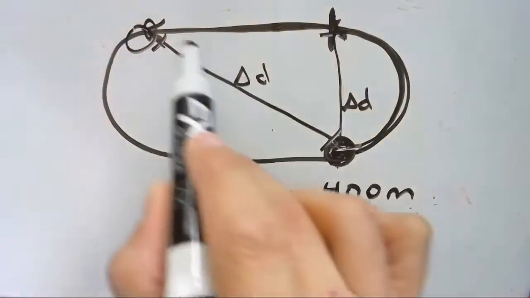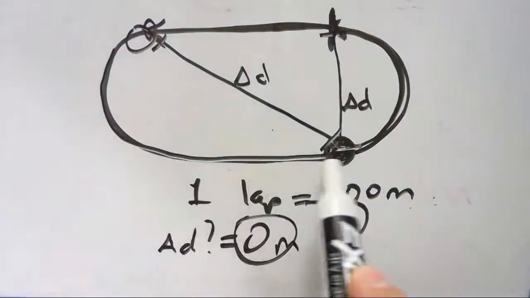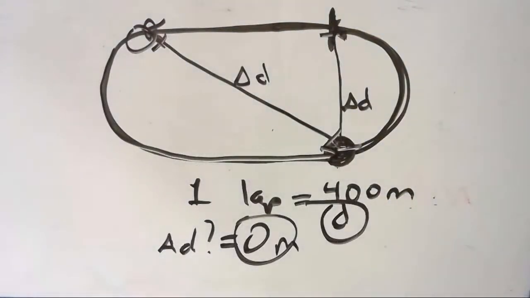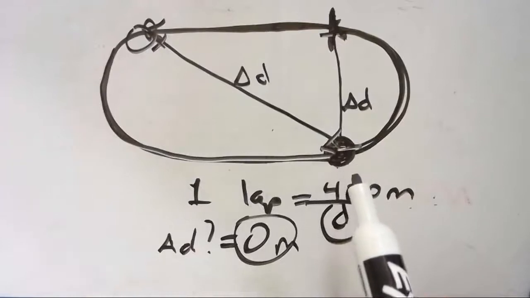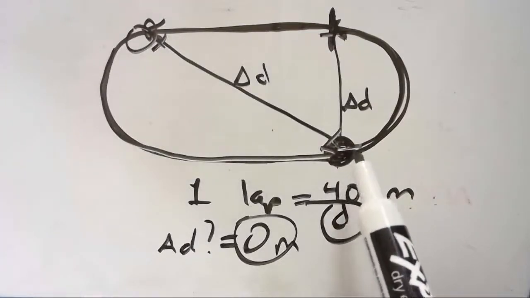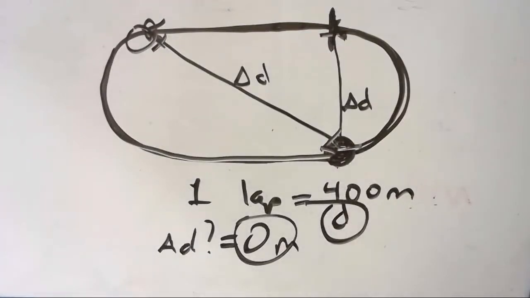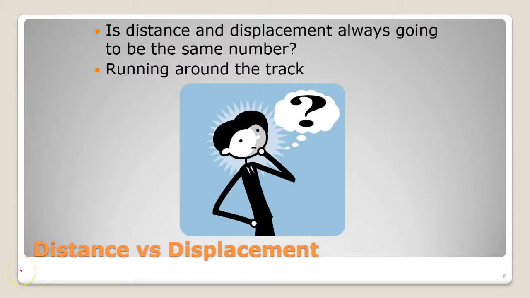And now you can imagine, as you come back around the track and get all the way back to the beginning, what has happened to the leash? Well, it has come all the way back in. It's all the way back into its holster or whatever you call it, and it's zero. Your displacement is zero. So the question is, are distance and displacement always going to be the same number?